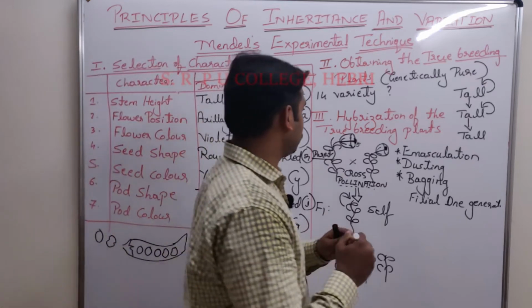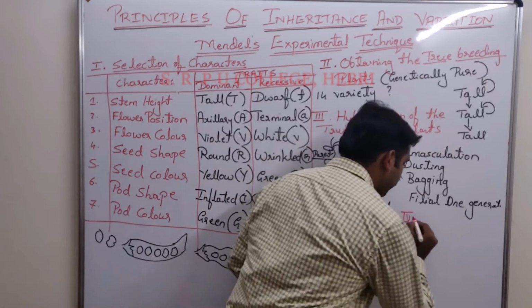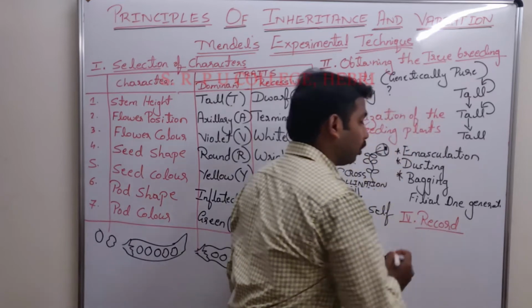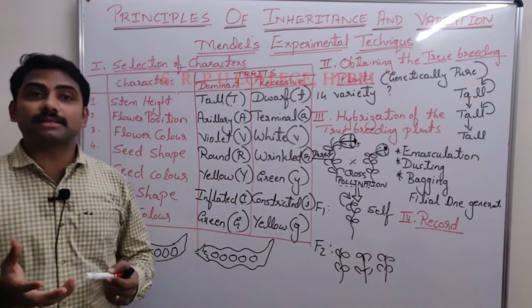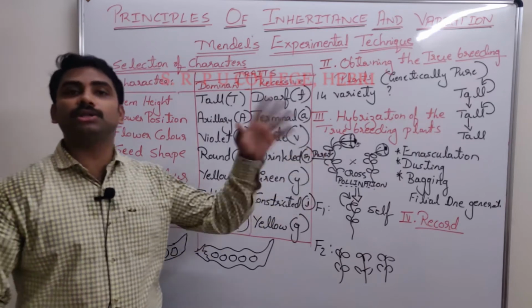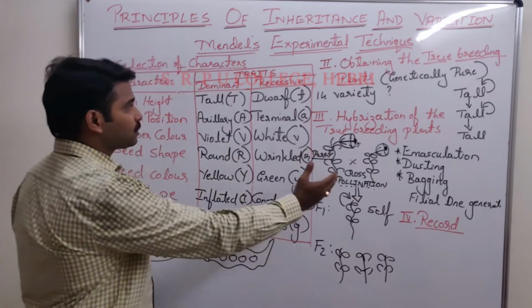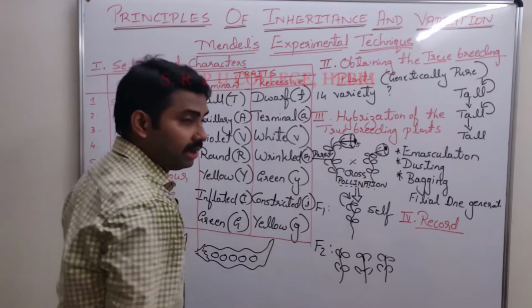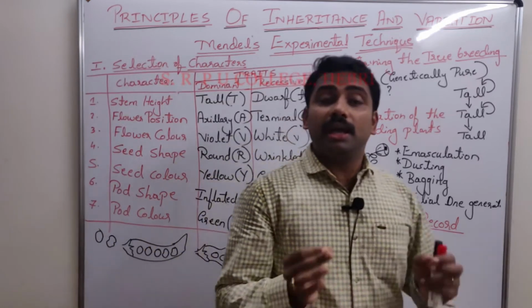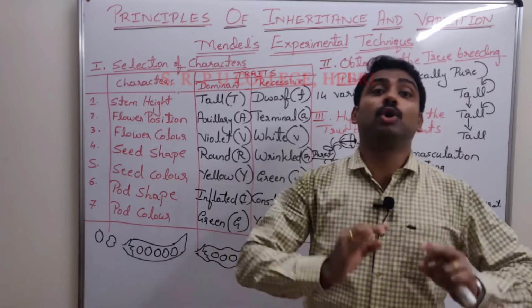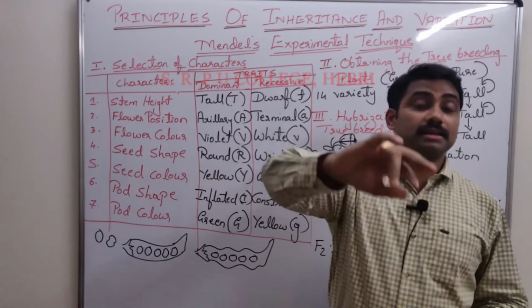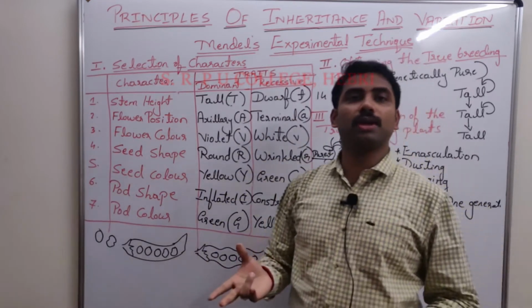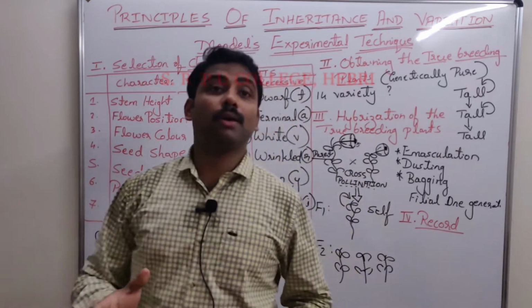I will dictate the point. Listen to me. And the fourth step in the experiment was he maintained a neat, proper record of the results he obtained in each experiment. Every time he did an experiment with tall dwarf, axillary terminal, round wrinkled, yellow green, with everything, whatever result he got, he maintained a neat record of those results. Those results, from 1900 onward, helped the three rediscoverers. Who are they? Hugo de Vries, Carl Correns, Erich von Tschermak.